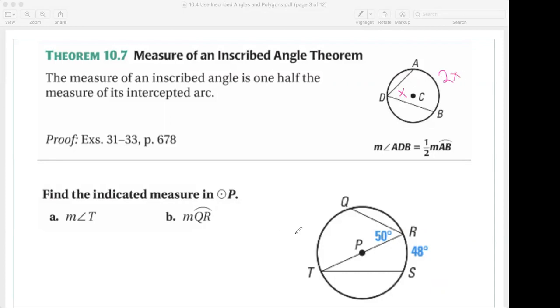So let's actually put it into practice. Let's look at this example here. Find the indicated measure in circle P. So we want the measure of angle T. Okay, so here's angle T. So we're looking for this angle here, okay?